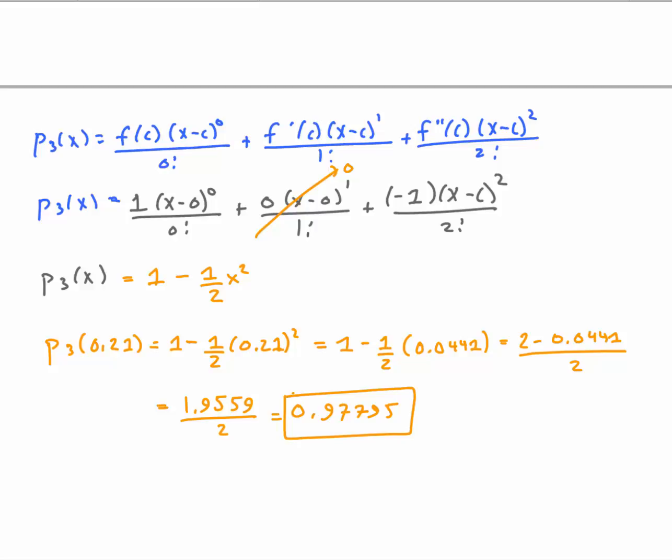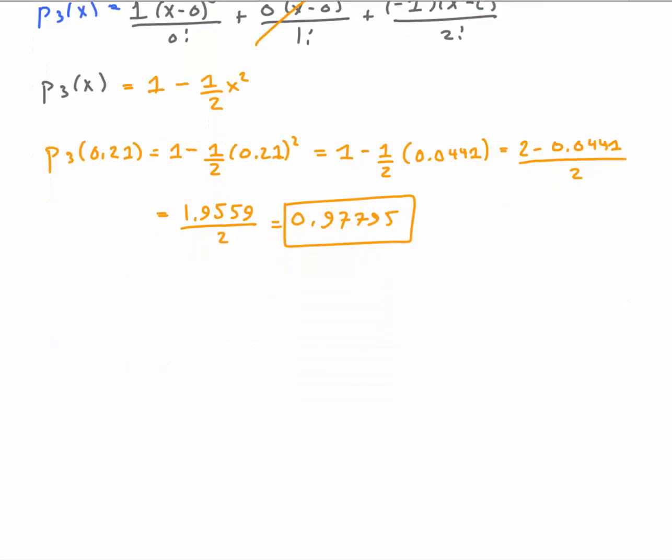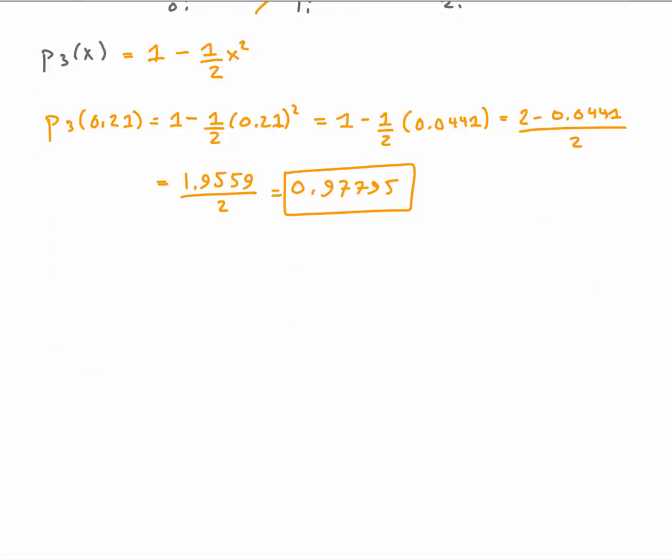So this is my approximation for cosine of 0.21 using this polynomial expression instead of the exact value. Because again, working with a polynomial is easier. Now, one thing we haven't addressed yet is absolute error. So let's go ahead and address absolute error within this problem. Now, absolute error is saying how far am I off from the actual value to the approximation. So we're just looking at a difference here.